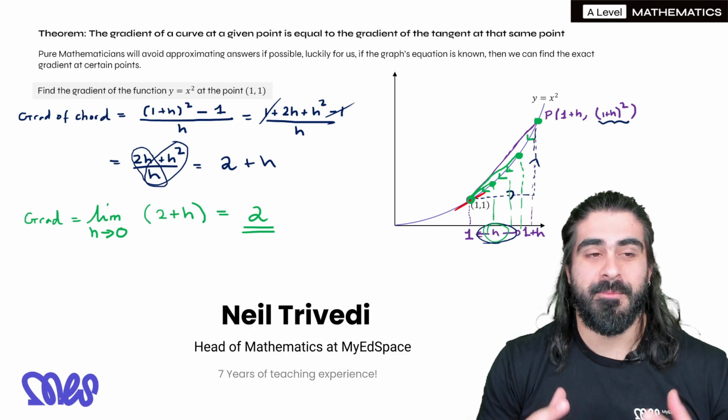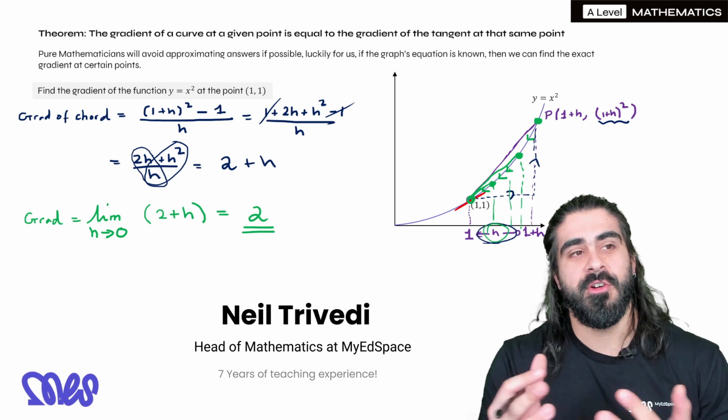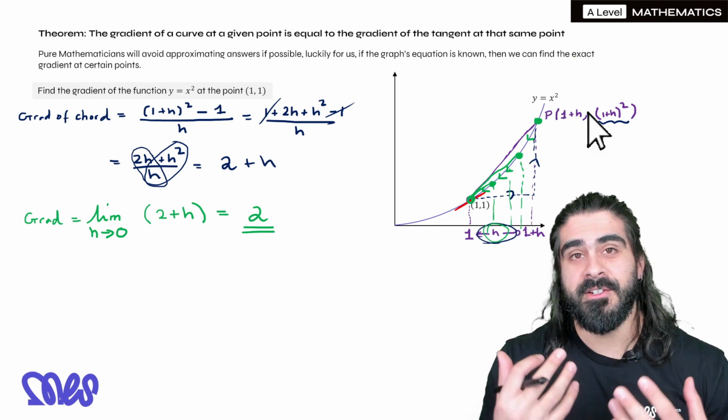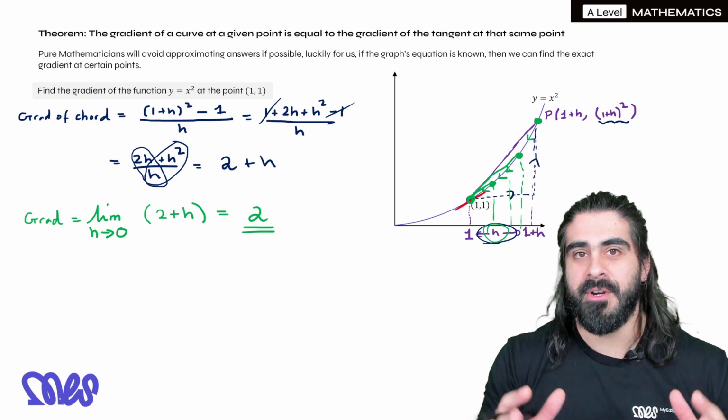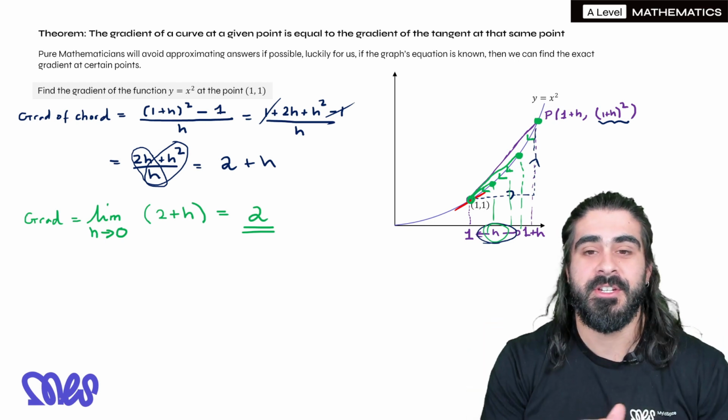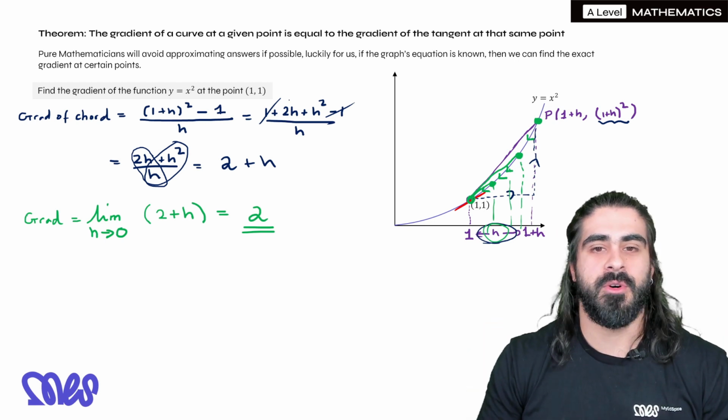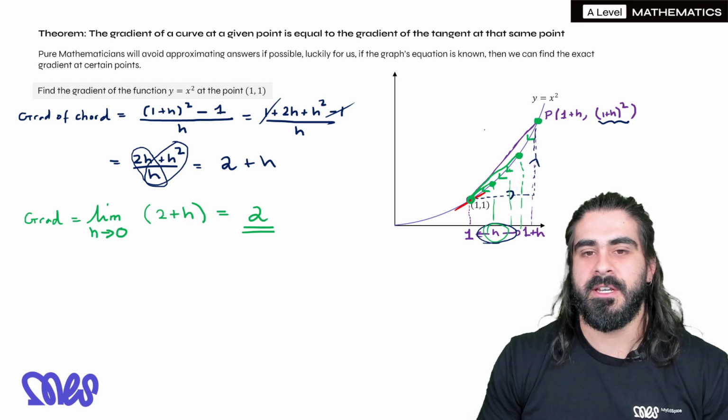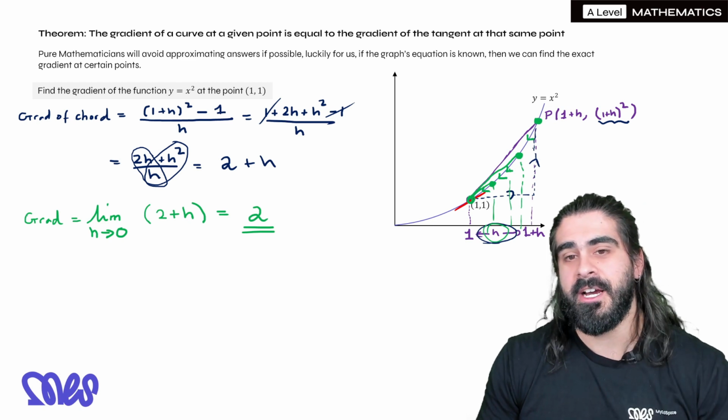So just a quick recap of what we did last lesson. We looked at the theorem that the gradient of any curve at any given point is the same as the gradient of the tangent at that point. This is the last example we did in the last episode. If you missed it, please check it out.